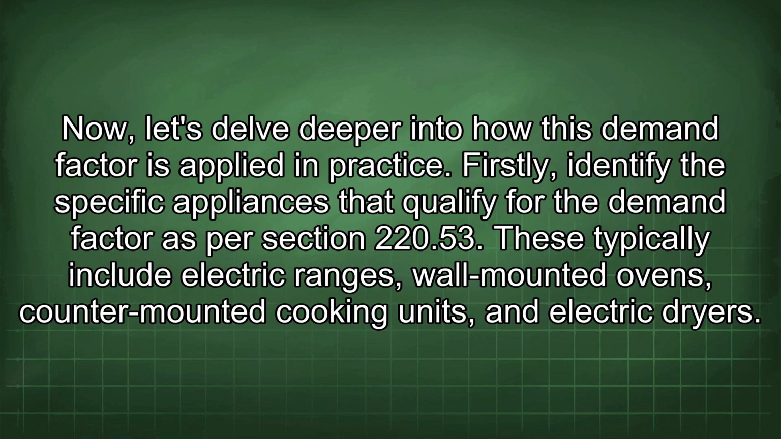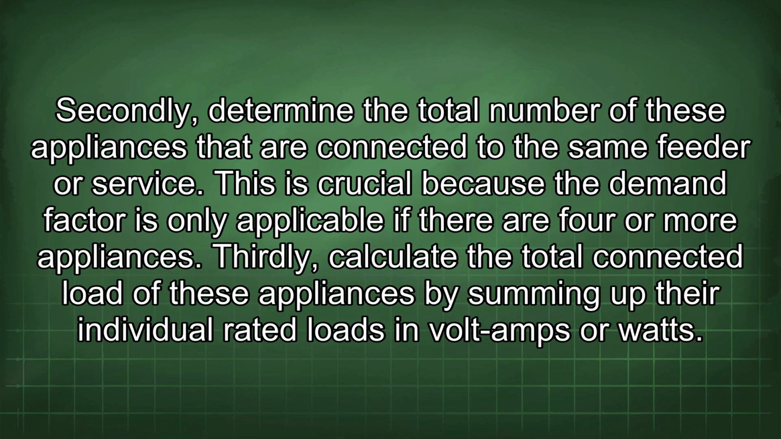Firstly, identify the specific appliances that qualify for the demand factors per Section 220.53. These typically include electric ranges, wall-mounted ovens, counter-mounted cooking units, and electric dryers. Secondly, determine the total number of these appliances that are connected to the same feeder or service. This is crucial because the demand factor is only applicable if there are 4 or more appliances.